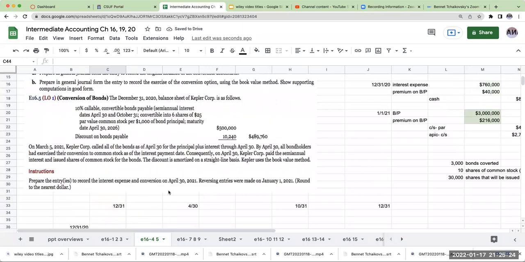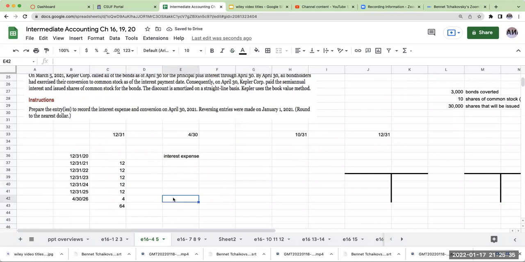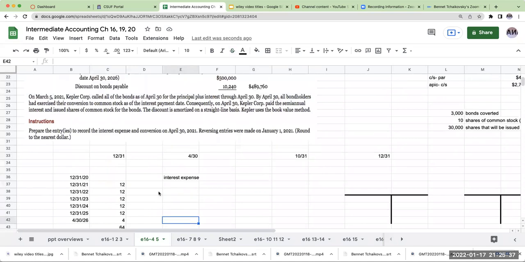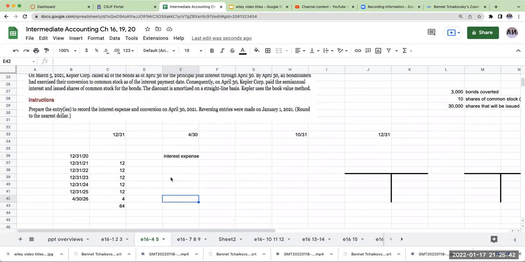Why this becomes important is because I'm paying interest. So how much is my interest expense, and how much cash is being paid? Well, on April 30th, 2021, my face value of the bonds is 500,000. My interest rate is 10%, so my annual interest is going to be $50,000.